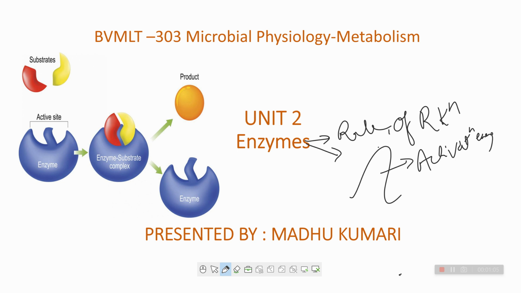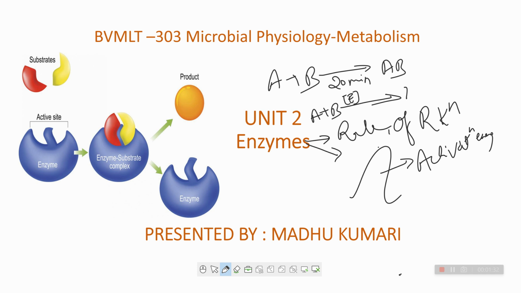If some reaction takes place, suppose A reacts with B, right? And they form AB. During this process, suppose without enzyme, this process takes place in 20 minutes. When A reacts with B in the presence of some enzyme and forms the AB product, when enzyme is present, they complete this reaction in 2 minutes. So what happened? The rate of reaction will be increased here. Without enzyme, this process takes 20 minutes. With the help of enzyme, this process takes place in 2 minutes.